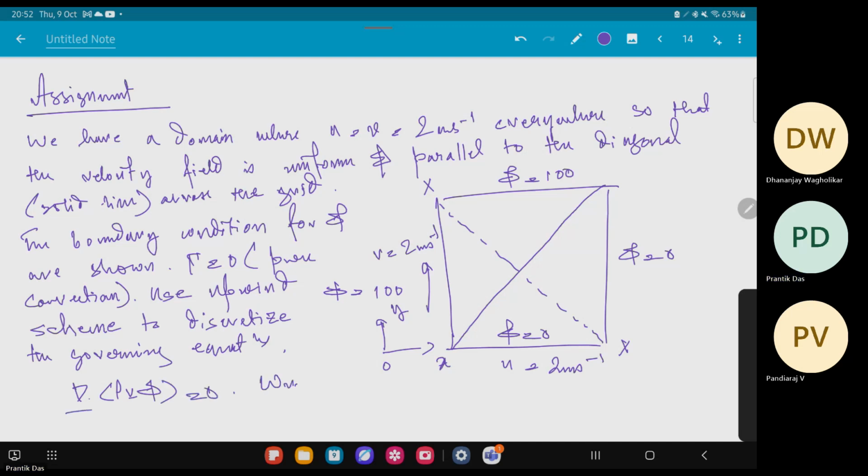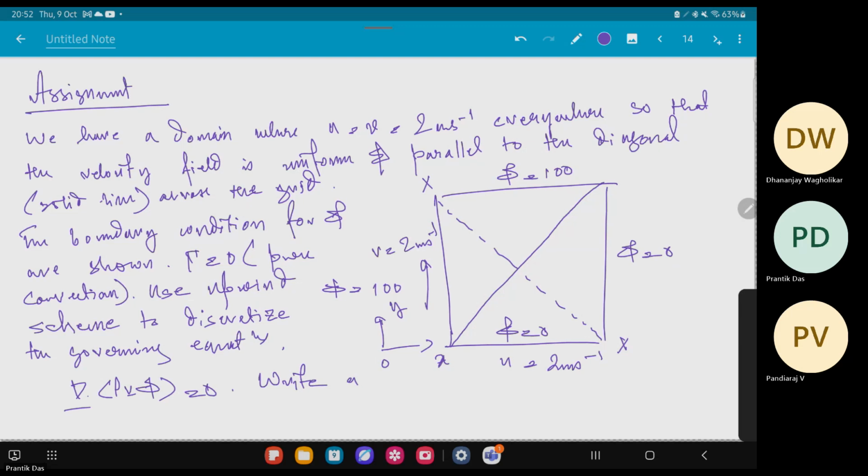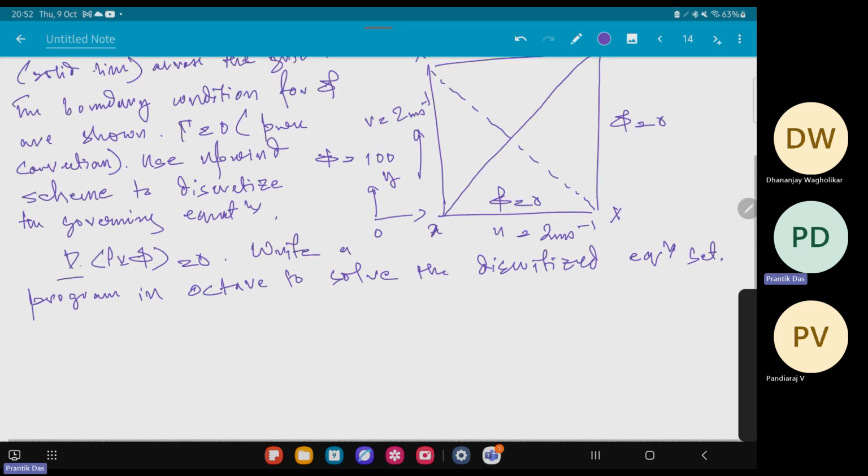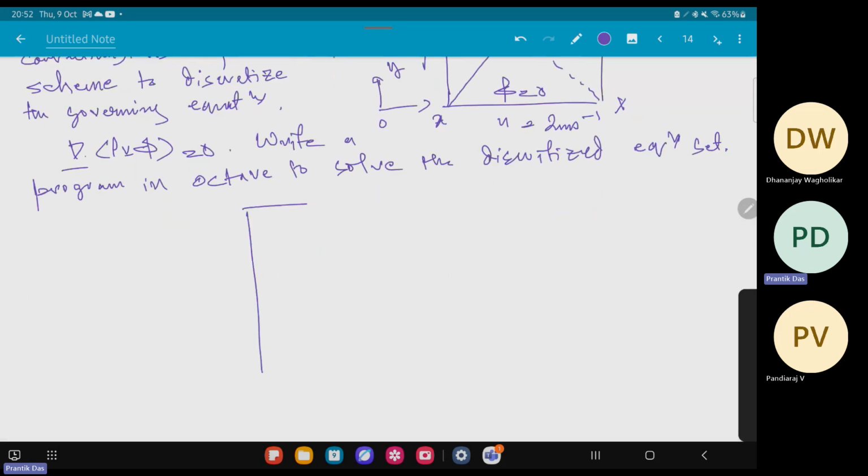Write a program in Octave, MATLAB, whatever you want, to solve the discretized equation set. So therefore, what you should do is generate a result like this.